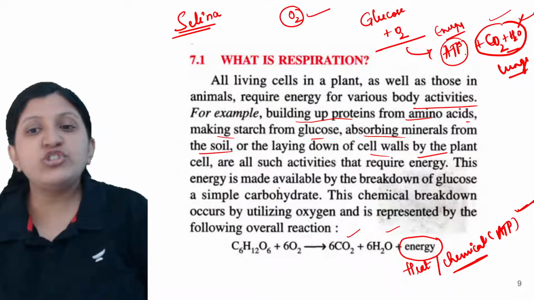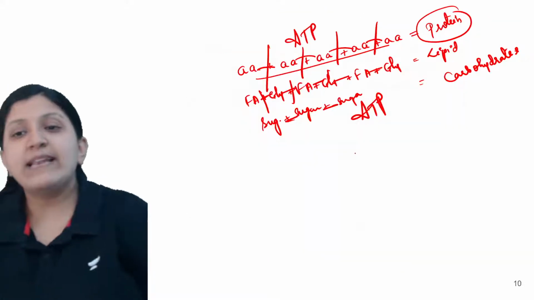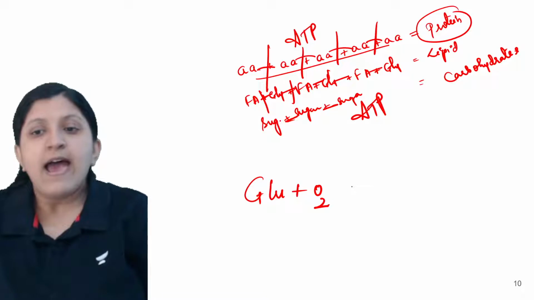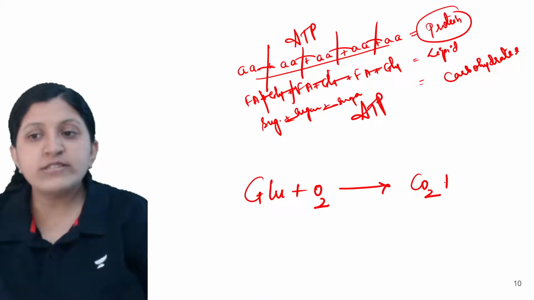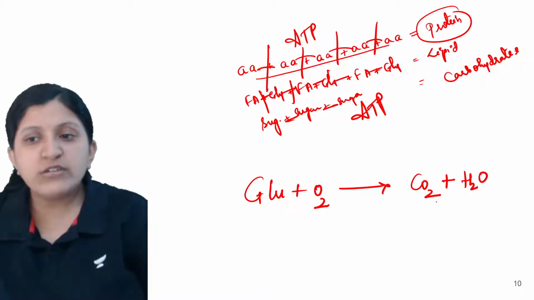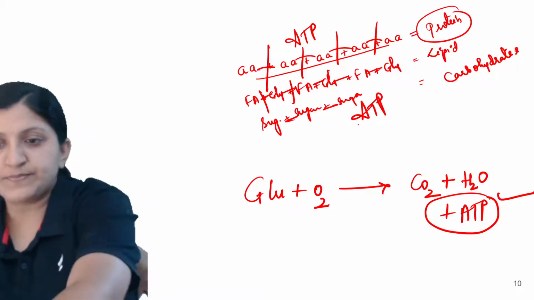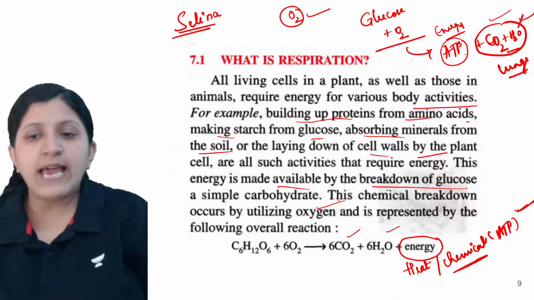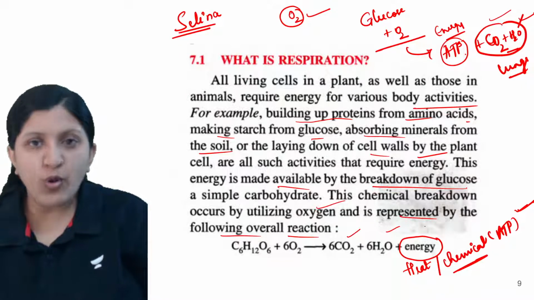So for all such activities that require energy, this energy is made available by the breakdown of glucose. What exactly happens there? The glucose gets oxidized, and you can see release of carbon dioxide, release of water, and ATP formation. This is all occurring to produce the ATP itself.